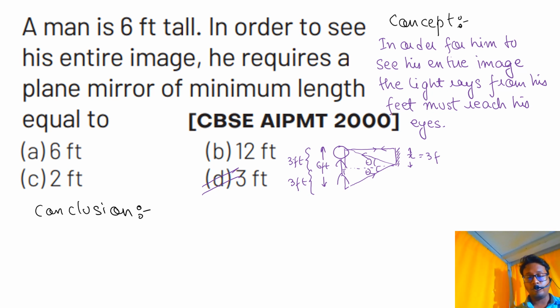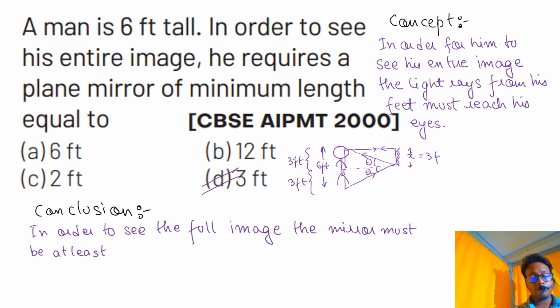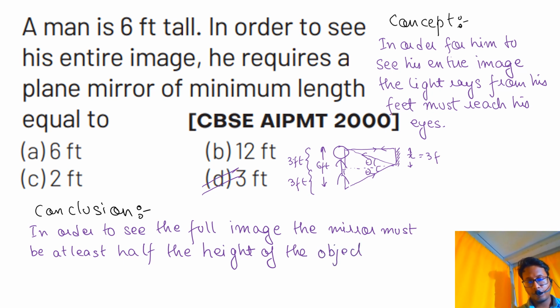The conclusion of this problem is, in order to see his full image, the mirror must be at least half the height of the object. That means what? That means if the object is 10 feet, the mirror should be 5 feet.